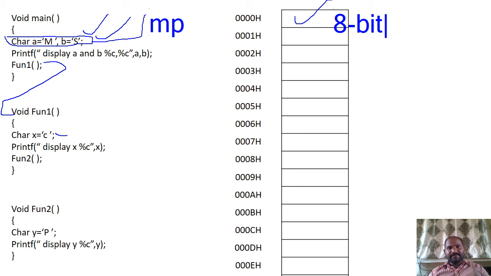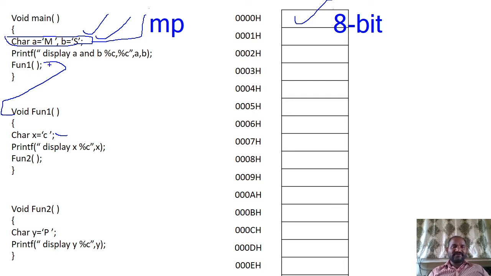So if you want to store an 8-bit number, you require 1 memory location. For a 16-bit number, you require 2 memory locations. For a 32-bit number, you require 4 memory locations, because 32 divided by 8 is 4 bytes, which means 4 memory locations. So from the 8085 microprocessor onwards, each memory location holds 8-bit information. If you want to store 16-bit data, 2 memory locations are utilized by the microprocessor.